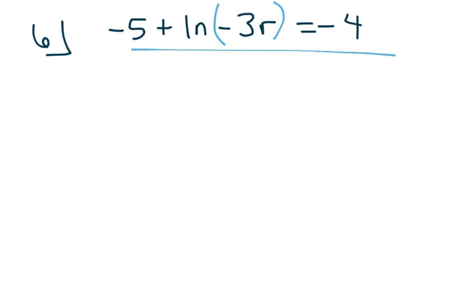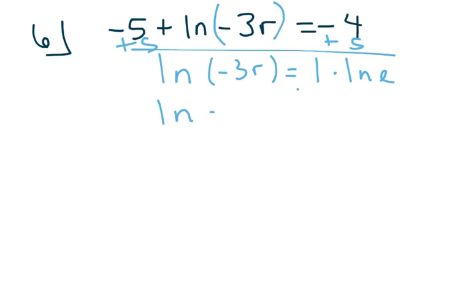Now the first thing I'm going to do is add 5 to both sides. So I have ln of negative 3r equals 1, because I added 5 to both sides. Now we don't have a ln on both sides, so I'm going to multiply this by 1, which in ln land means ln of e. So I have ln of negative 3r equals ln of e to the first power, because I just moved my power there. I'm going to keep doing that because it confuses me.